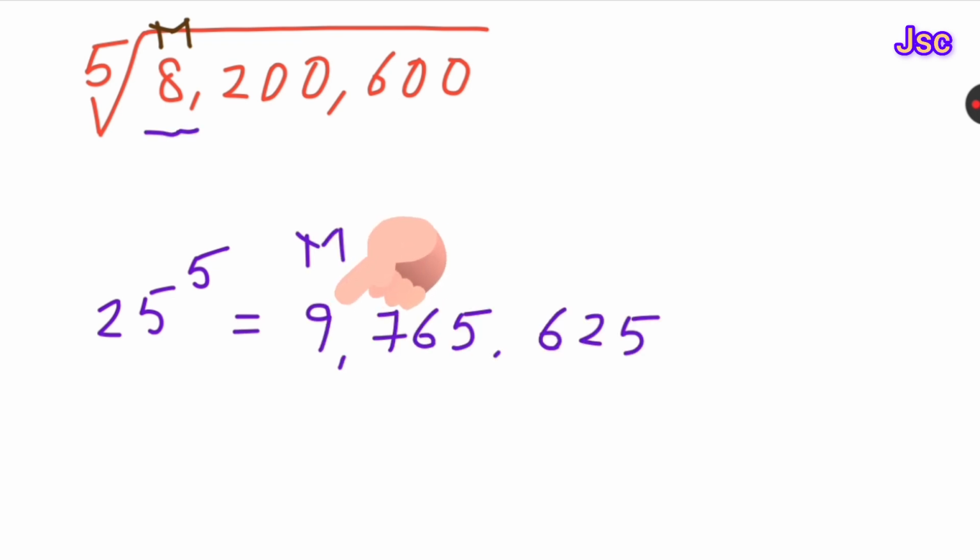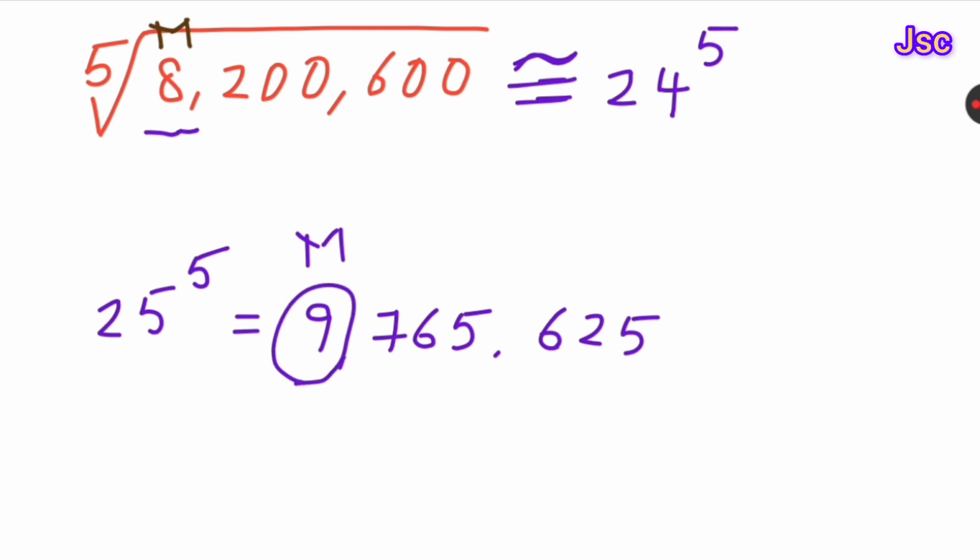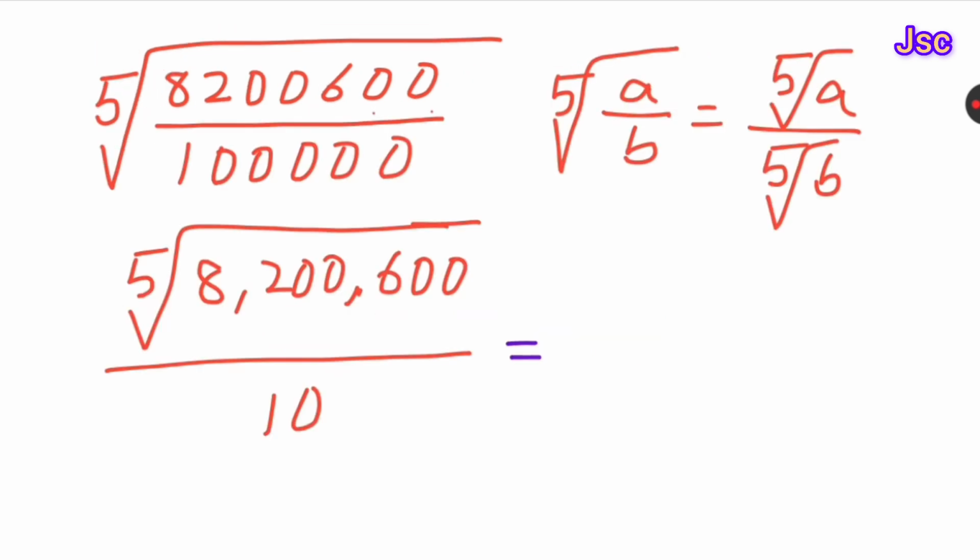Using this calculation, we can estimate that the fifth root of 8,200,600 is approximately equal to 24. I am not saying the exact value, I am saying approximately equal to 24, because 25 raised to power of 5 is 9 million and our given number is 8 million. Using this estimation, we can conclude that the fifth root of our original expression is approximately 24. So the numerator is approximately the fifth root of 24 raised to power of 5.